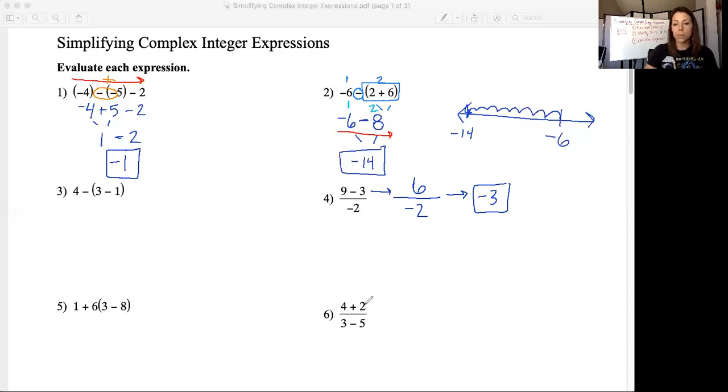The same thing goes for this one at number 6. 4 plus 2 would have to be simplified before 3 minus 5. Now, number 5 is a really tough one, and it doesn't look that tough, but it really actually is tough. So the deal with number 5 is that most of us will think, oh, this is pretty simple. I just do 1 plus 6 and 3 minus 8 and get 7 times negative 5, and boom, I'm done with negative 35. Awesome, that was easy, moving on.